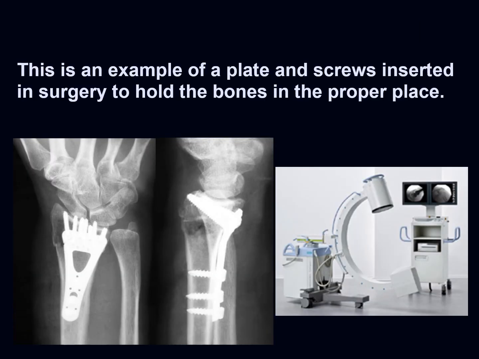Here is a wrist that had a plate and screws inserted during surgery to hold the bones in the proper place. The portable C-arm is shown on the right. This is the x-ray equipment that is used by the technologist to assist with the surgical procedure. Let's finish up by talking a little bit about CT and MRI.